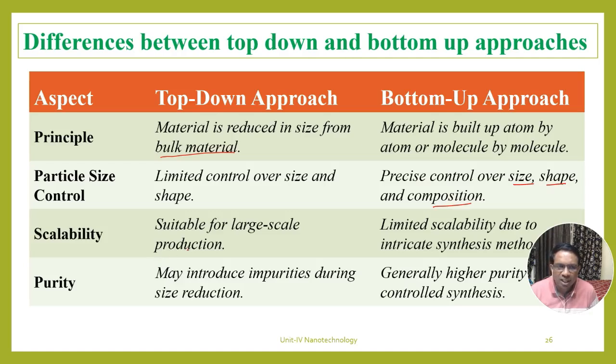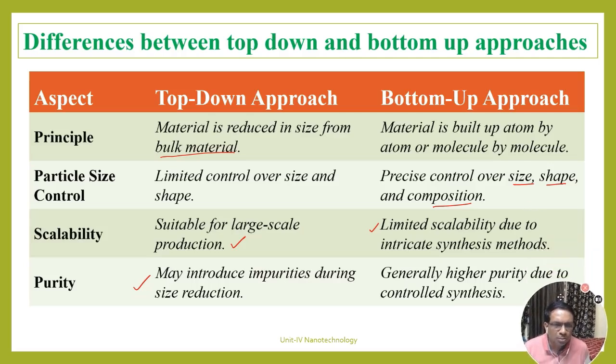Then scalability: top-down is suitable for large-scale production. So with the top-down approach we can produce large quantities. The bottom-up approach is at laboratory level and has limited scalability. Then purity-wise, both processes may have issues with purity, but when it comes to the bottom-up approach, there is higher purity due to controlled synthesis. Here we will use controlled synthesis, so it will be higher purity there.